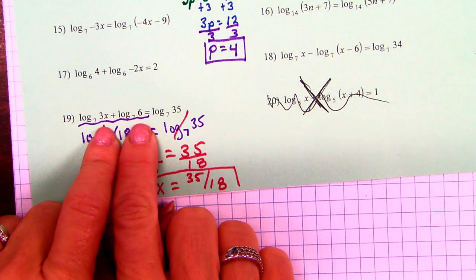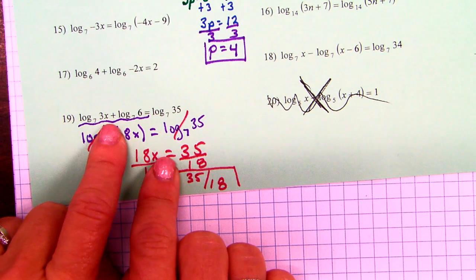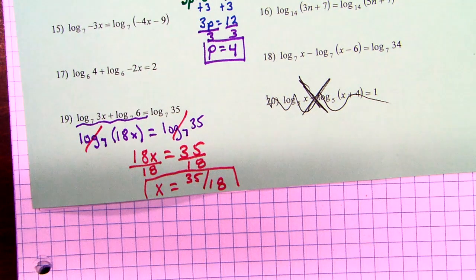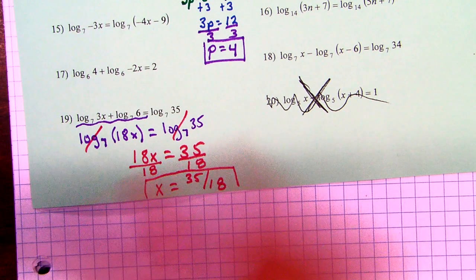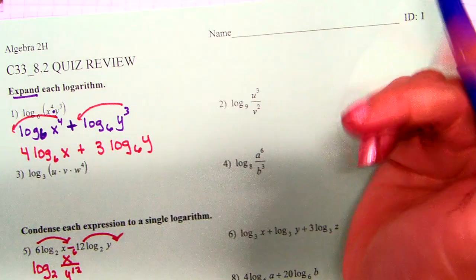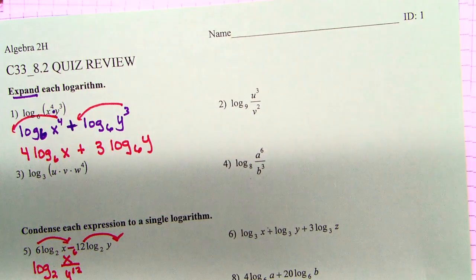3x times 6. The plus means multiplication, so 3x times 6 is 18x.